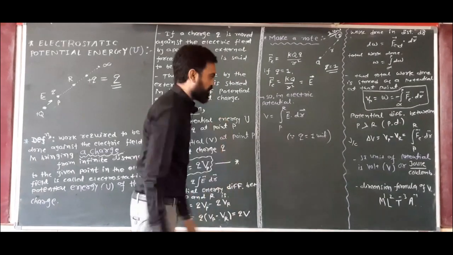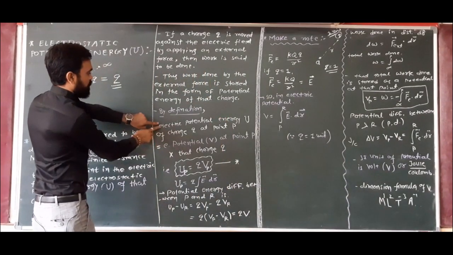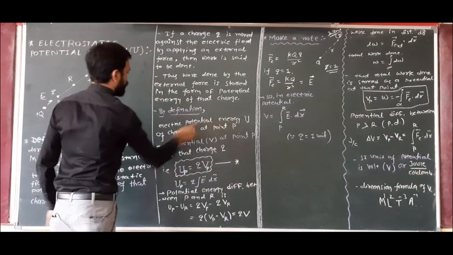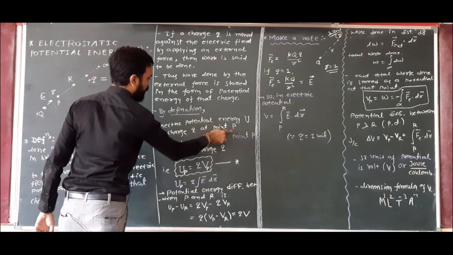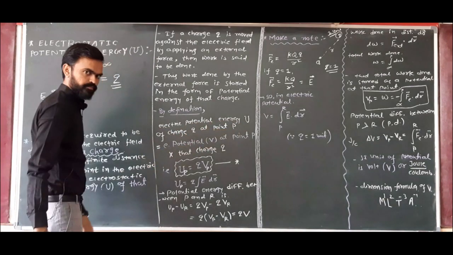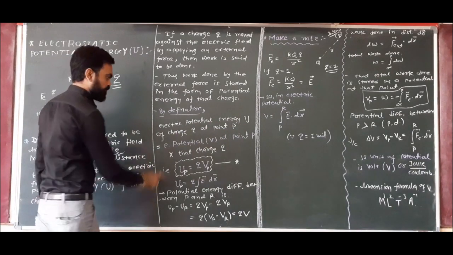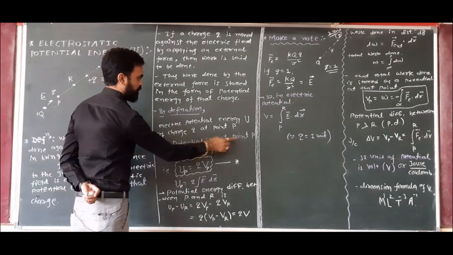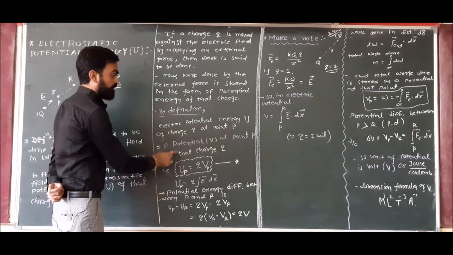So what is the difference? That electrical potential energy U of a charge Q at a point P is equal to electrical potential at a point P multiplied by that charge.